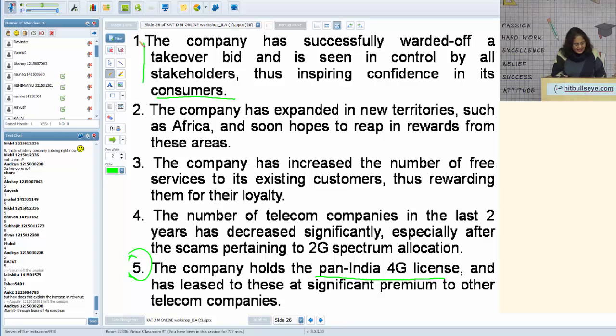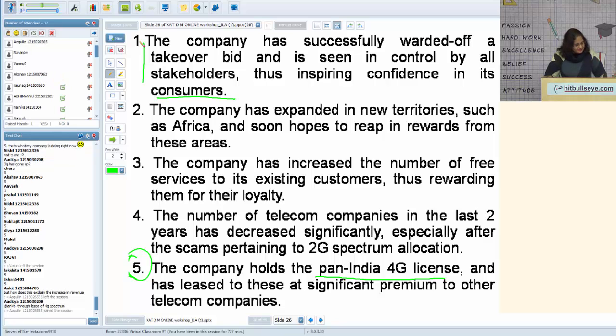Ankit, they are selling that license to other companies, not just to their own consumers. And there is foreign investment as well, because this is the only company which is doing so well and which is going to do so well in the near future as well. Does that answer your question?